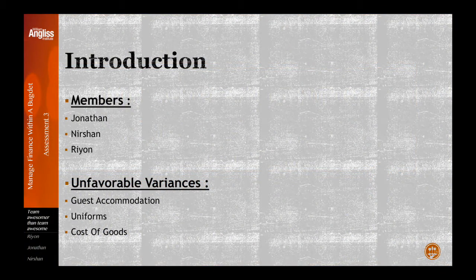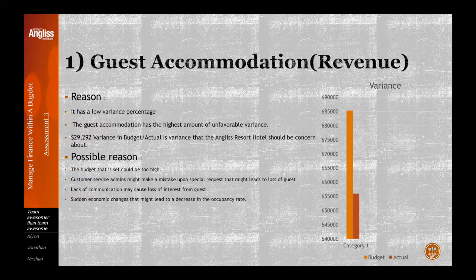In this presentation, we will discuss the three main unfavorable variances, which are guest accommodations, cost of goods, and uniforms. Number one is guest accommodation.